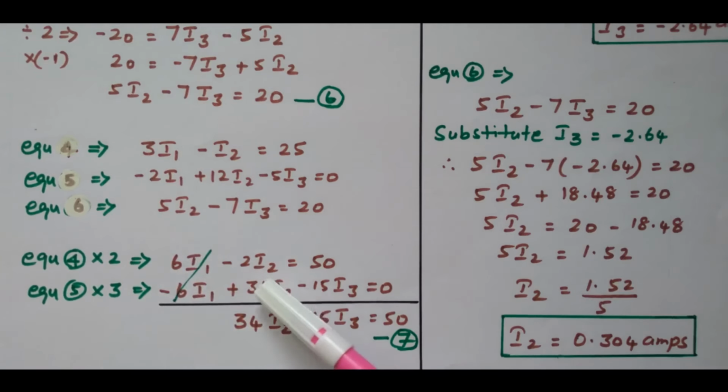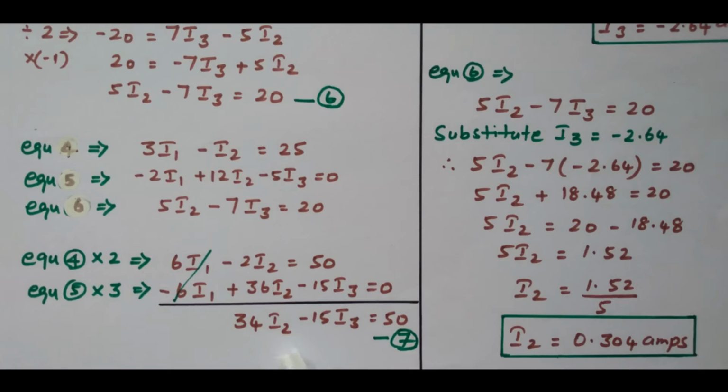So the sum of these two: 36 minus 2 is 34. I3 is not available here, so minus 15 I3. On this side also, this is 50, this is 0, so 50 plus 0 is 50. So after simplification, we got 34 I2 minus 15 I3 equal to 50. Let's take this as equation number 7.